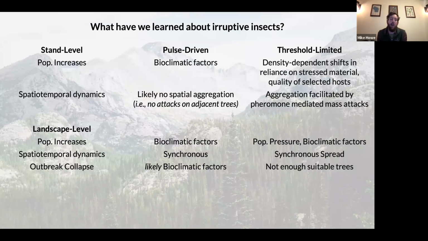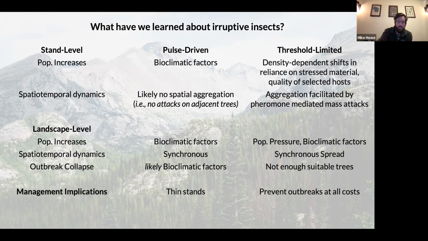And while I haven't talked too much about this, we hypothesize that outbreak collapse is mediated by bioclimatic factors in pulse-driven insects, where once conditions become colder or wetter, outbreaks are likely to collapse. Whereas for threshold limited insects, really what ends outbreaks is the number of suitable trees are exhausted across the landscape.